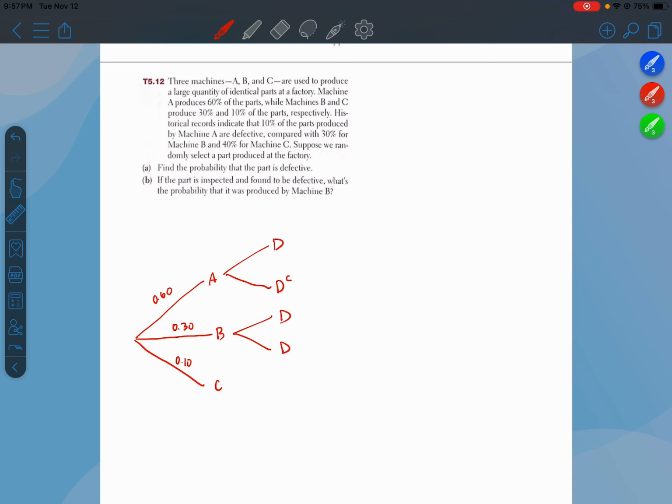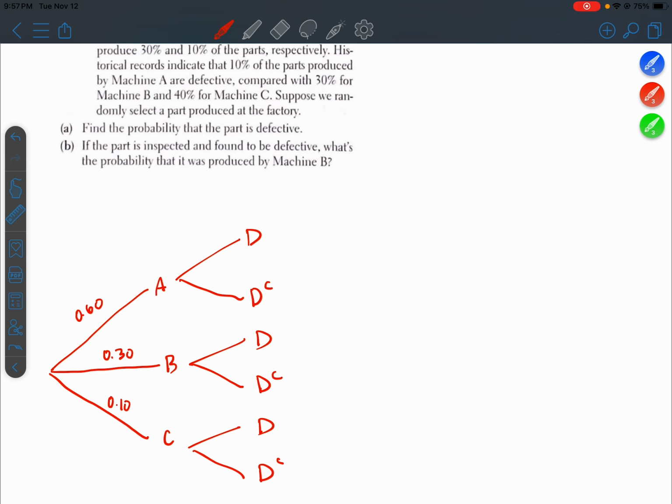D, DC, D, DC. Okay, historical records, 10% of machine A parts are defective. So 10% defective, 90% perfectly fine. At machine B, it's 30% defective, so that would be 70% that are fine. And then for the last machine, 40% defective, so 60% working just fine.